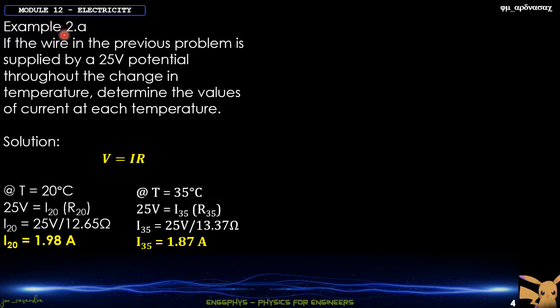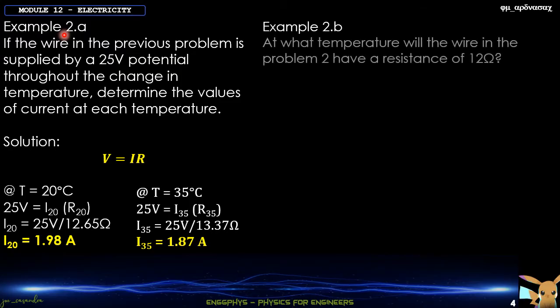Okay? So let's solve another example, still related to the previous problem. What now will be the temperature of the wire if it has a resistance of 12 ohms?